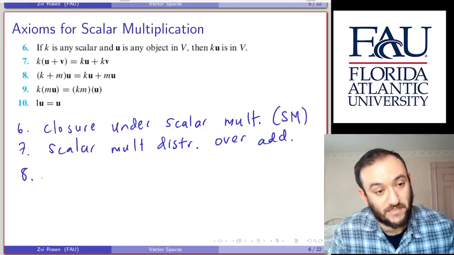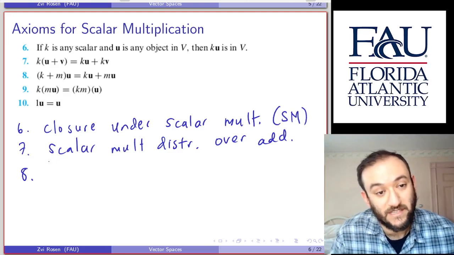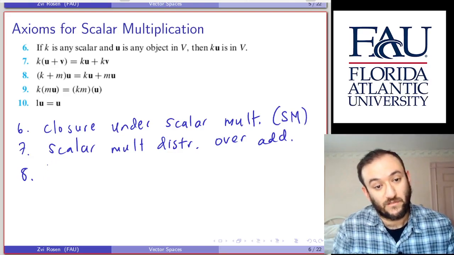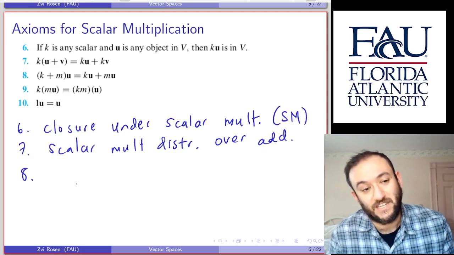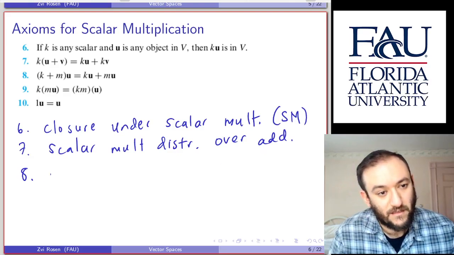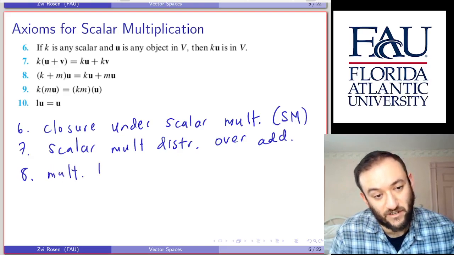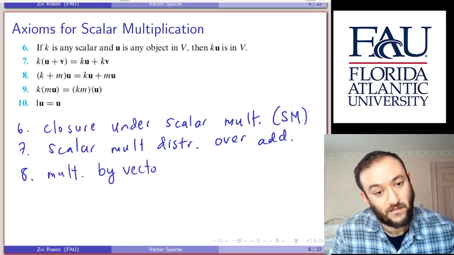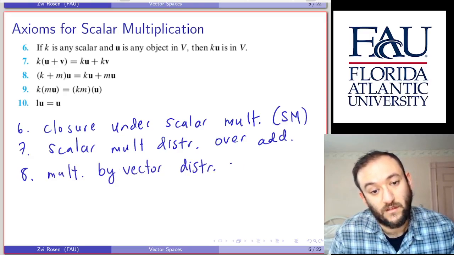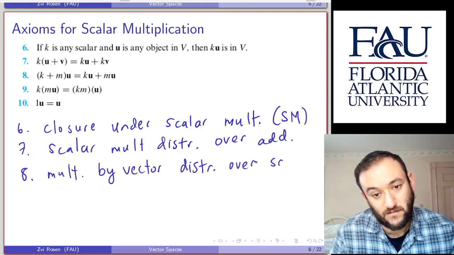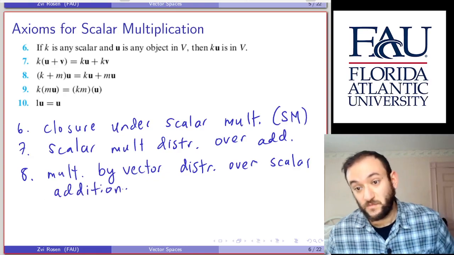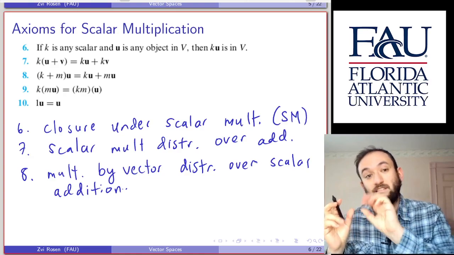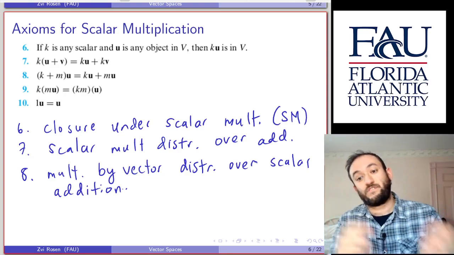Okay, so number 8, k plus m times u equals ku plus mu. So I guess this should really be scalar multiplication distributes over addition, and this would be that multiplication by a vector distributes over scalar addition. So multiplying that vector on the right, you can do that separately with each scalar, or you can combine the scalars first and then multiply.